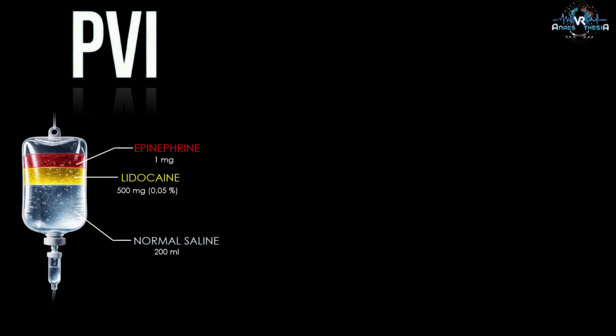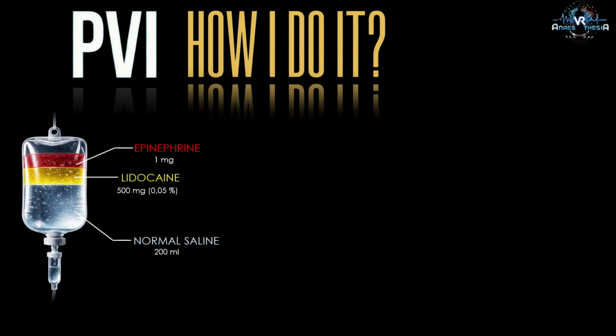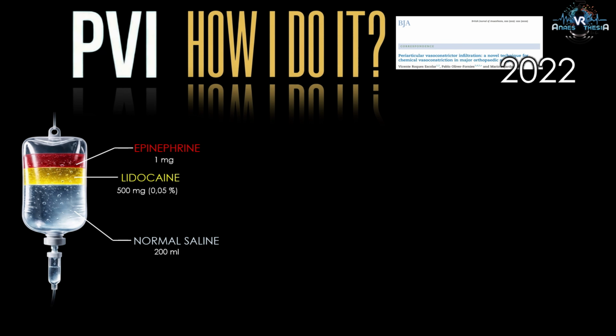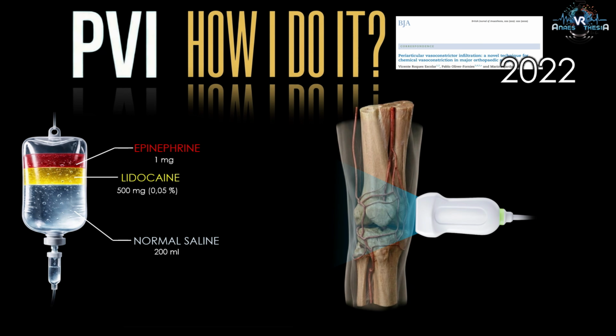Based on the conceptual combination of local infiltration analgesia, LIA, and tumescent anesthesia, periarticular vasoconstrictor infiltration was first described in 2022. It aims to anticipate the surgical act through a more precise and controlled infiltration technique, capable of optimizing both analgesic and hemostatic conditions from the very beginning of the procedure.